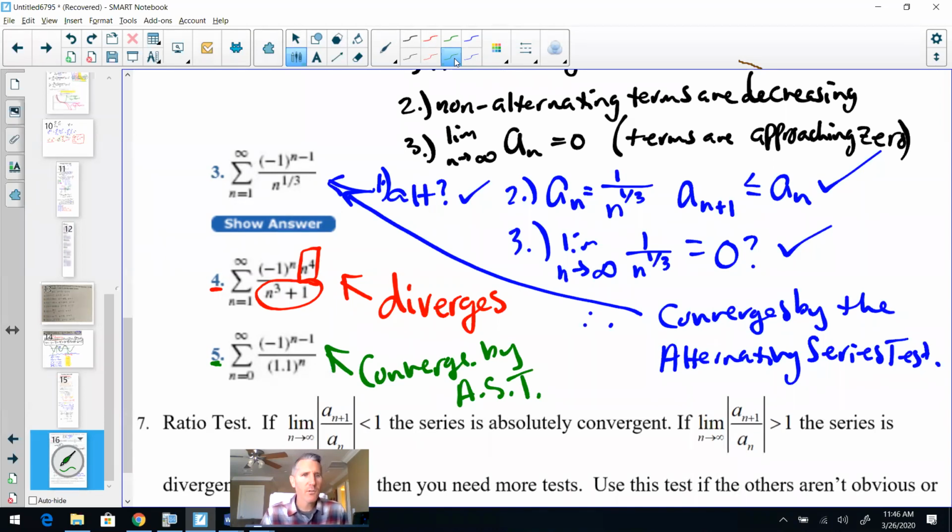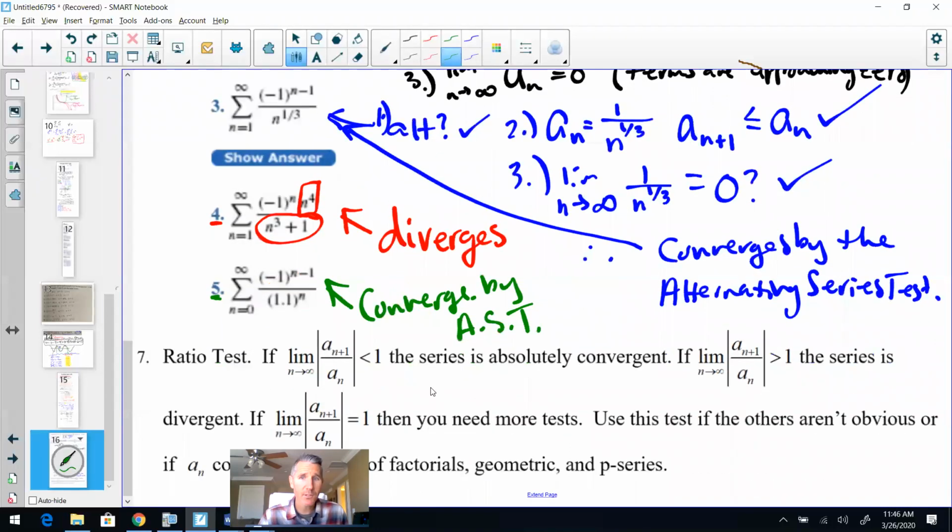Next, are there any cases where the test would be inconclusive? Not for the alternating series test. But for the ratio test, which is where we're going next, there are, but not for the alternating series test.